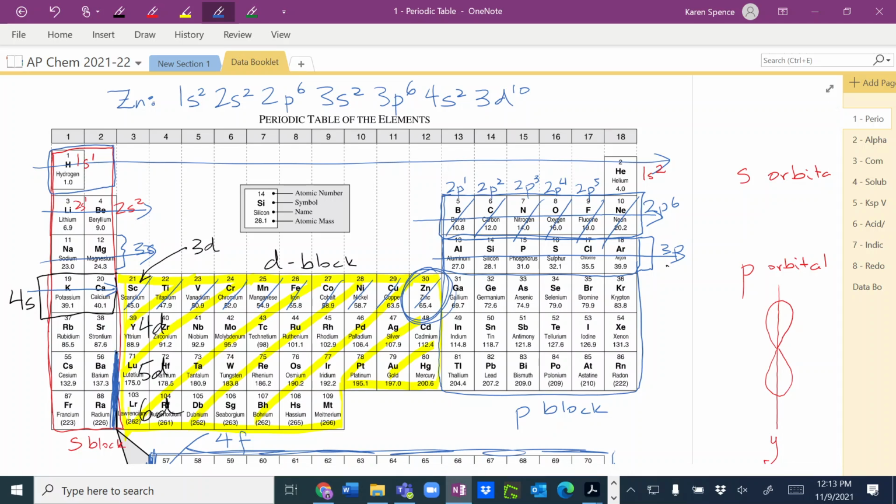If we didn't want to write out the entire electron configuration, what would we do instead? We can use the previous noble gas. So if we go back to our previous noble gas, which is argon, yes, we could write it as argon, and then after argon, we would be in our 4s, yes? So it would be 4s2, 3d10. Yes? That's one way of writing the electron configuration.